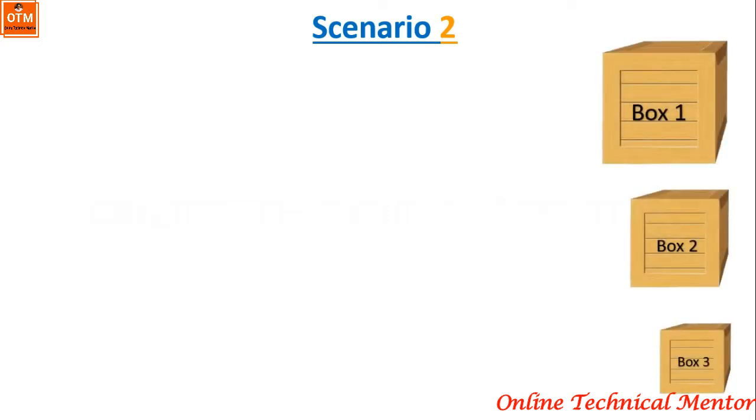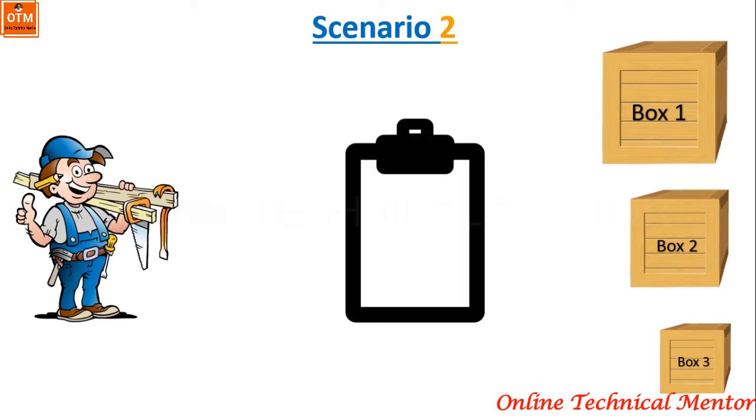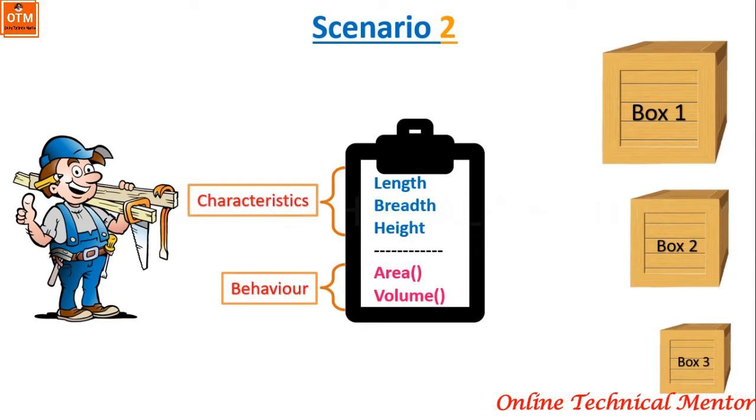Suppose you want to make three boxes of different sizes, box 1, box 2, box 3. For that, either you have to call or visit a carpenter. Now the carpenter will have a discussion with you and he or she will note down all the parameters that a box has. That is, the carpenter will note down the length, breadth and height of the respective boxes. And by using these three parameters, we can calculate area, that is the surface area, or you can find out the volume of these boxes. The parameters length, breadth, height are called the characteristics, and the area and volume are called the behavior.